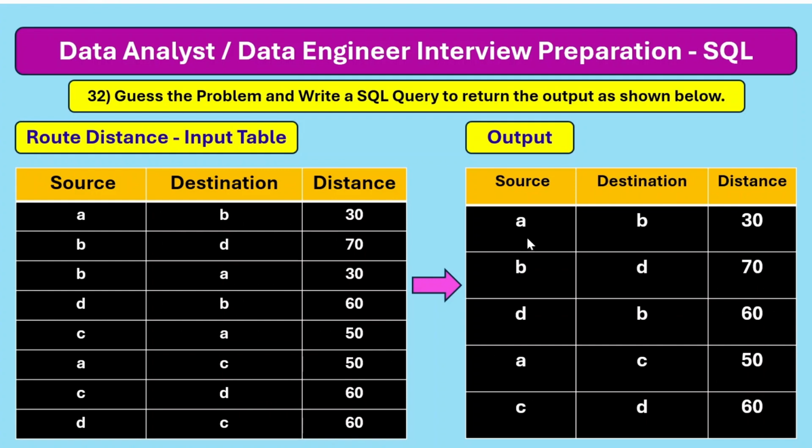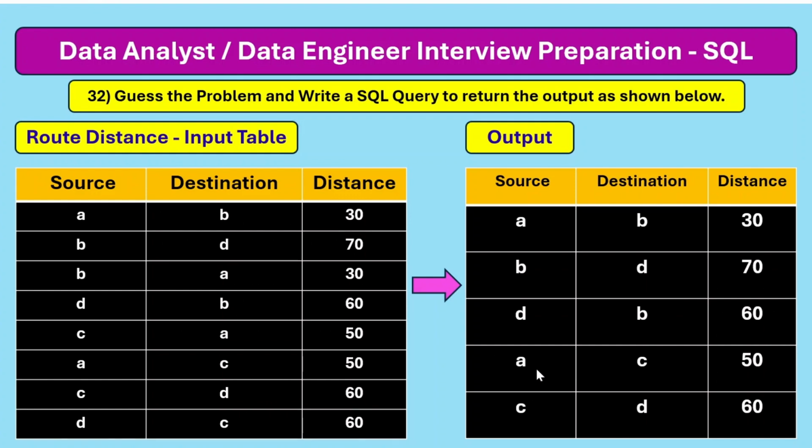You can see here A to B is 30, but we are not getting B to A because that is the same distance, 30. But here B to D is 70, and D to B is 60, right? So the forward distance is 70, but the reverse distance is 60. So that is the reason we are getting these two.